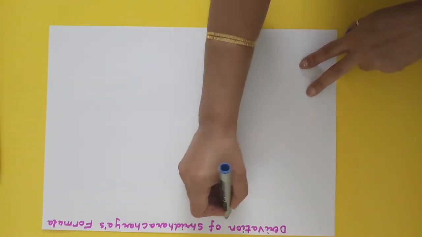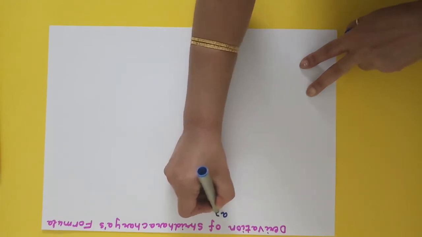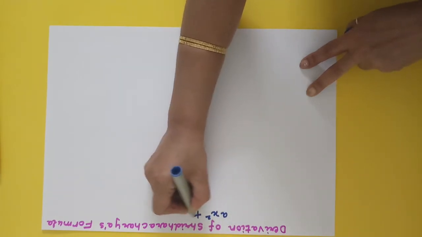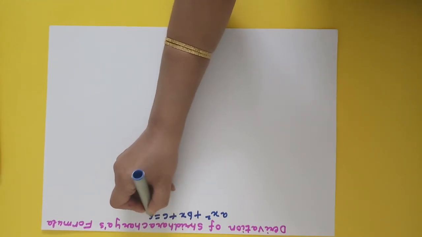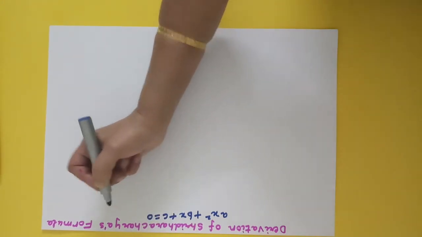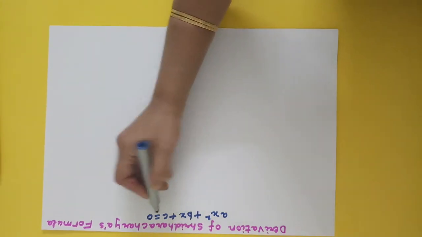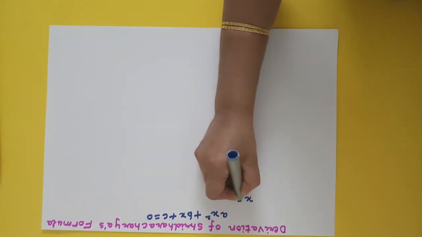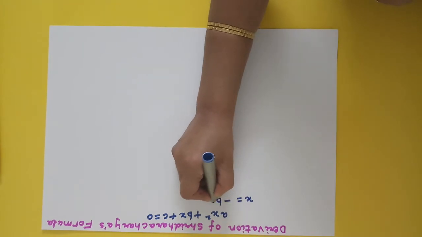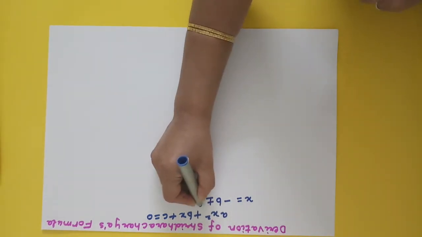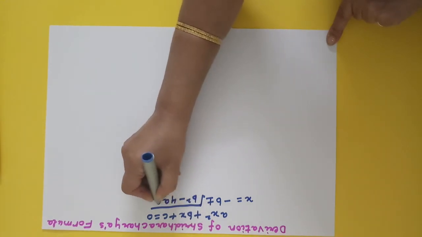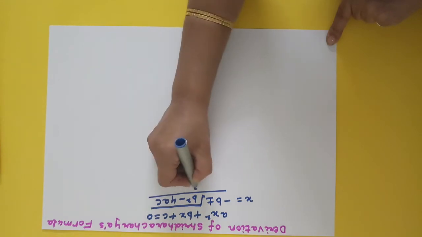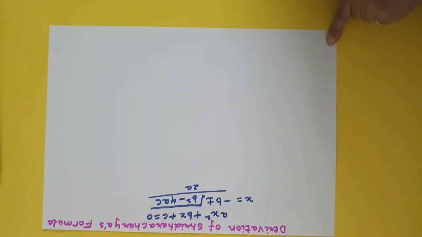For that, let's write the general form of the quadratic equation, which is ax square plus bx plus c equal to 0. Now, if I want to find the roots of this equation by Sridharacharya's method, it will be x equal to minus b plus minus under root of b square minus 4ac divided by 2a. This is the formula. Now, we are going to derive this formula.